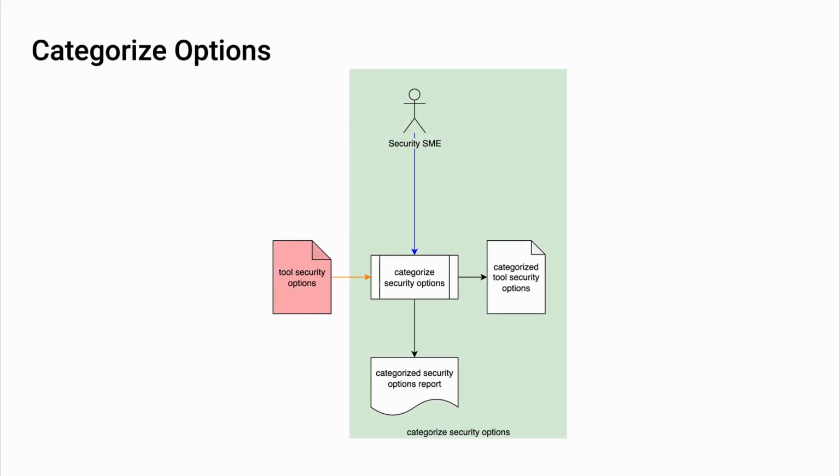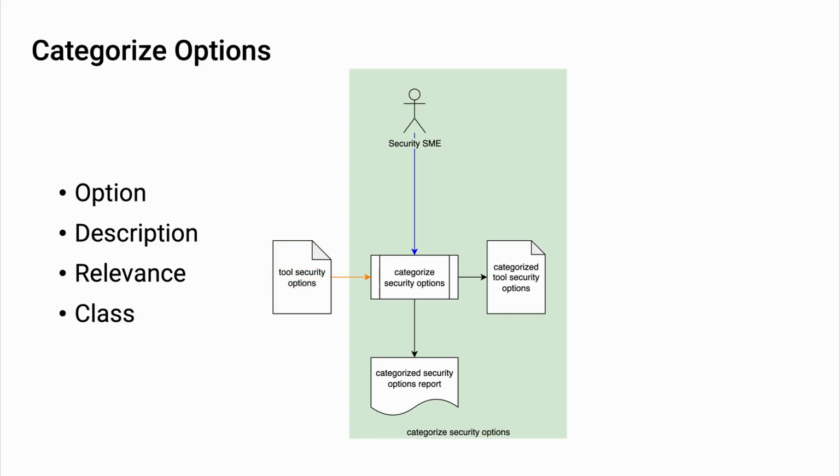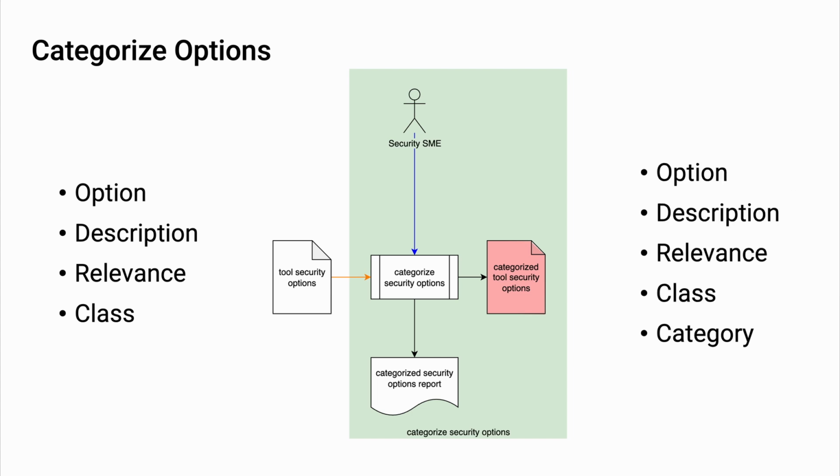With the tool security options list in hand, we can go about categorizing our options. As a reminder, we have the option, description, relevance, and class to work with. Again, this is something that the security SME is doing. Our categorization will be added to the current 4, and a categorization security options report is generated.